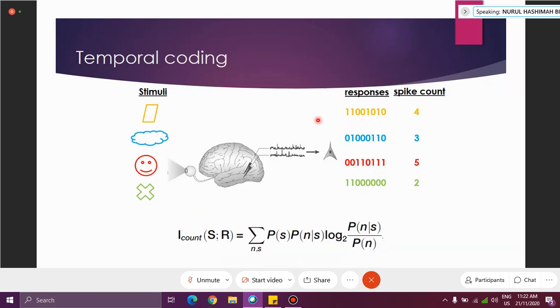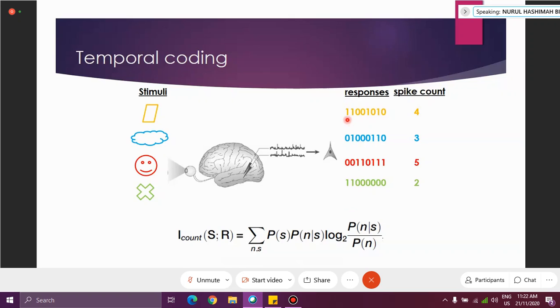This representation is being mapped into a specific length of representation. So you can see all these responses have the same length. So each bit position refers to the same time gap.